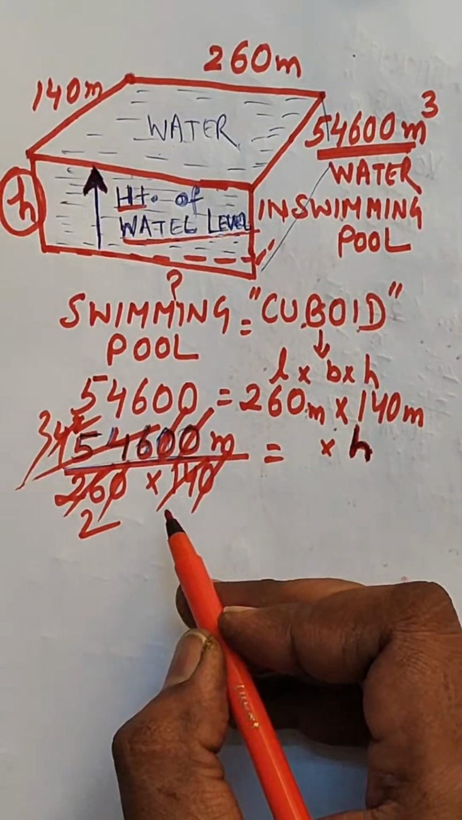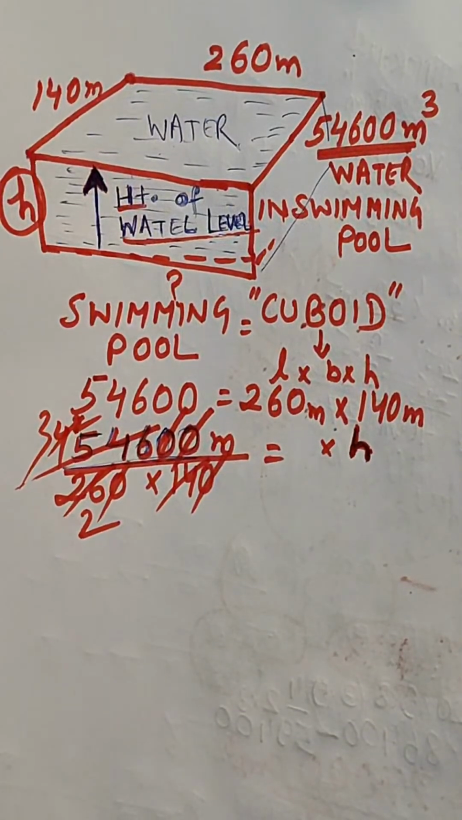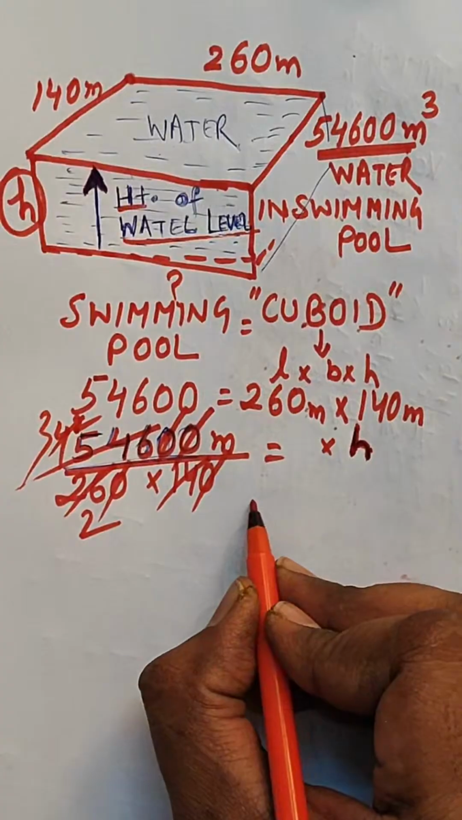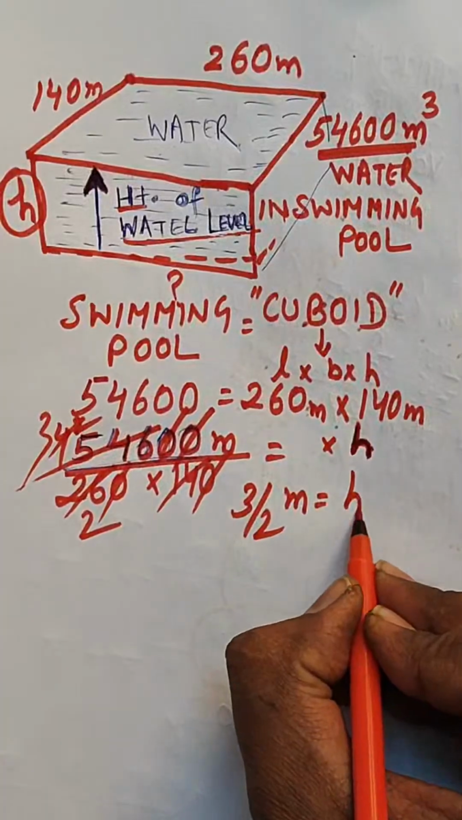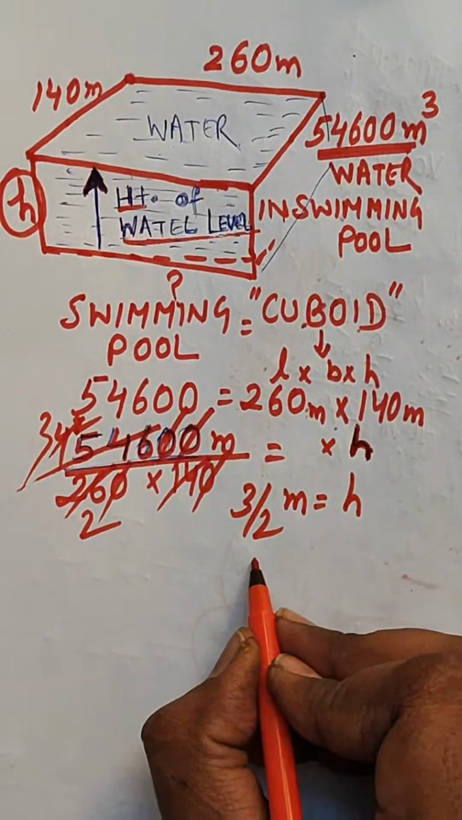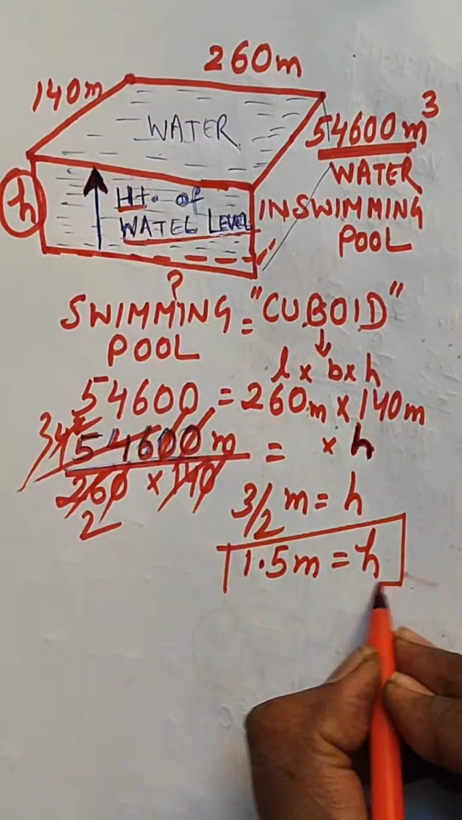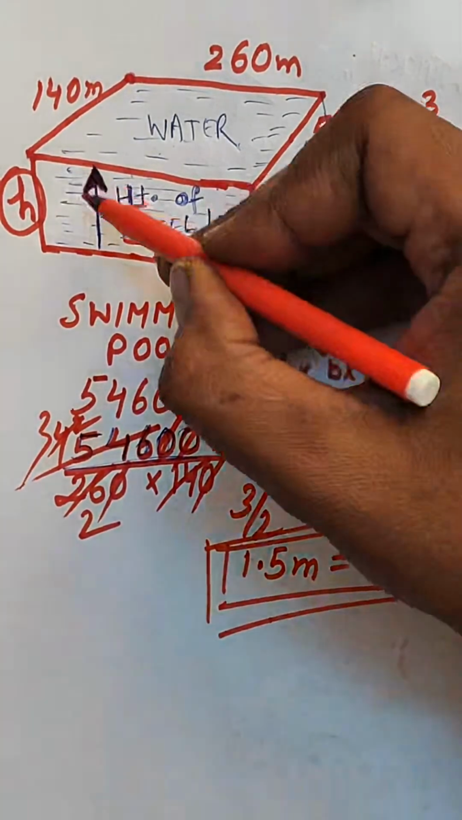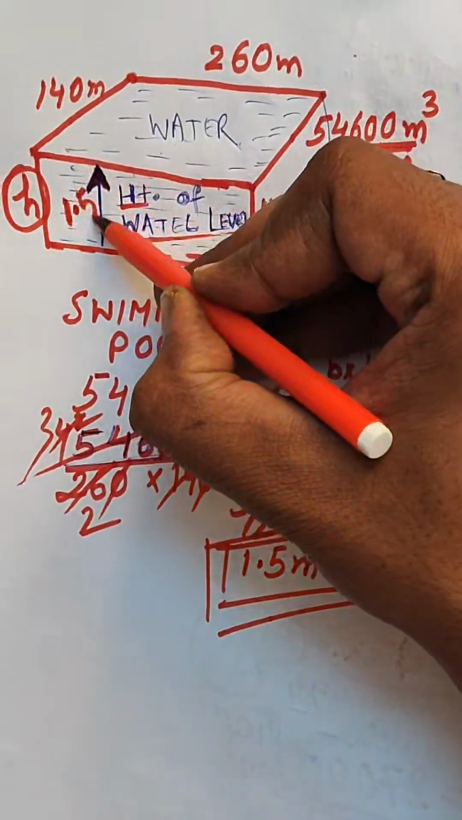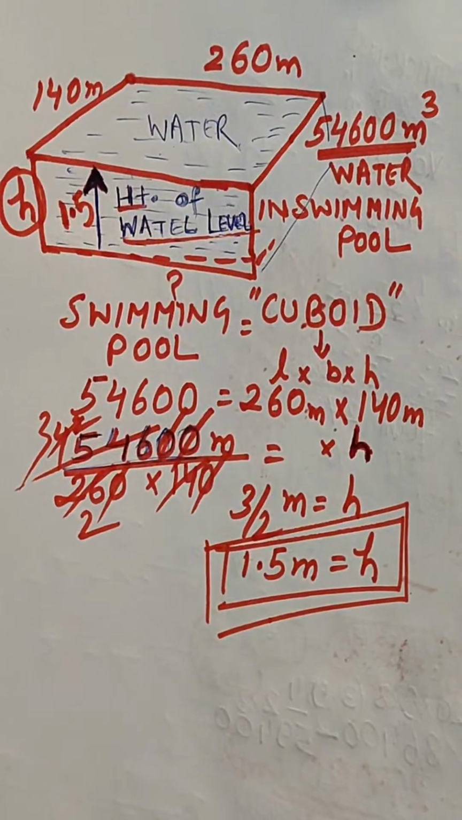So this will give you 3 by 2. So h is coming as 3 by 2 meter, which is finally 1.5 meter. So 1.5 meter is the height of the water level which we calculated, my dear friends. In this way we have solved this question also, students.